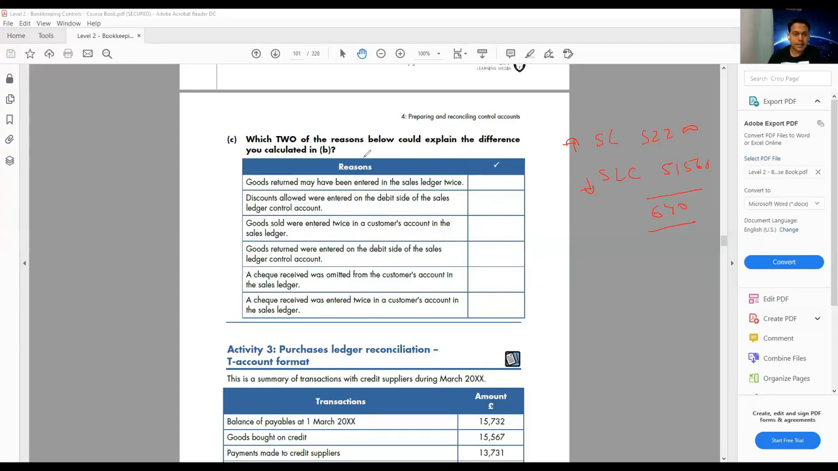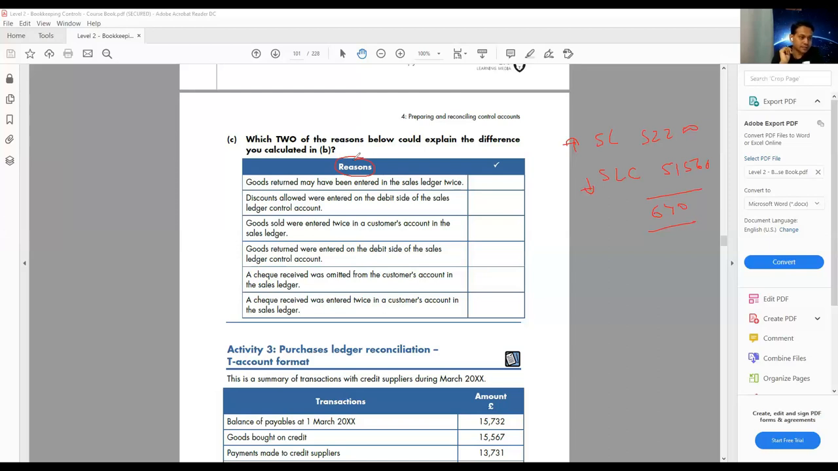There's a reason here. Okay, the first reason they said, goods return may have been entered in the sales ledger twice. Then the next one said, discount allowed were omitted. Discount allowed entered on the debit side of the sales ledger control account. Goods sold were entered twice in the customer account in the sales ledger. Goods return were entered on the debit side of the sales ledger control. Then we have a cheque received was omitted from the customer account in the sales ledger. A cheque received was entered twice in the customer account in the sales ledger. So which do you think is the reason?